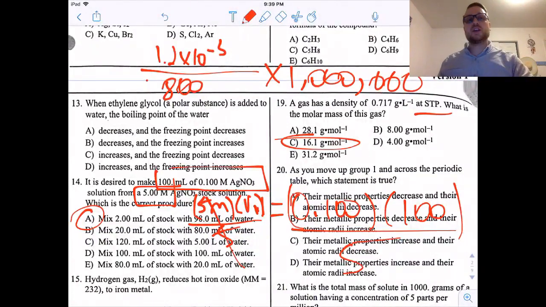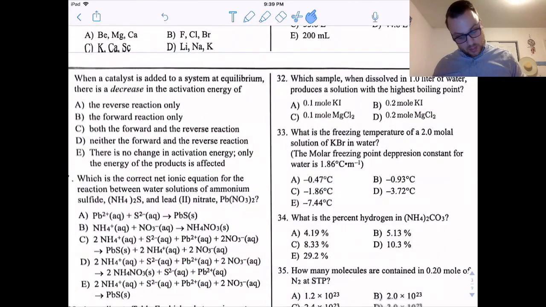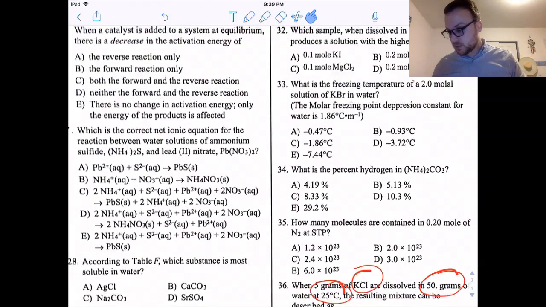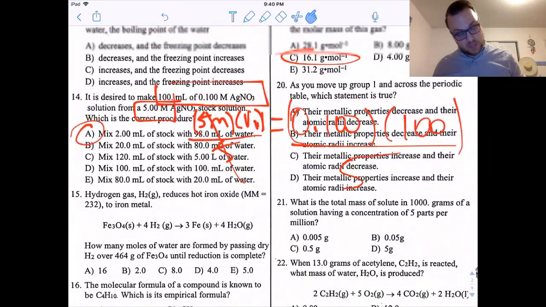20-something was next. 27? 27. Yeah, so it should be... The 2 milliliters came from me solving for V1 here. I did 0.1 times 100 divided by 5, and I got V1 was 2. 27.